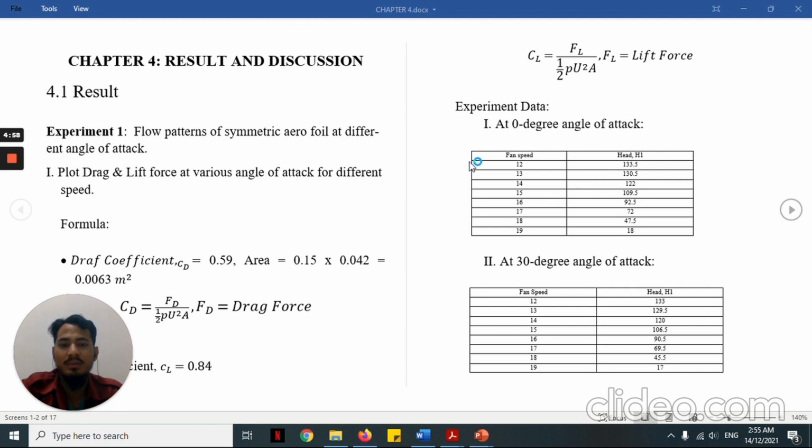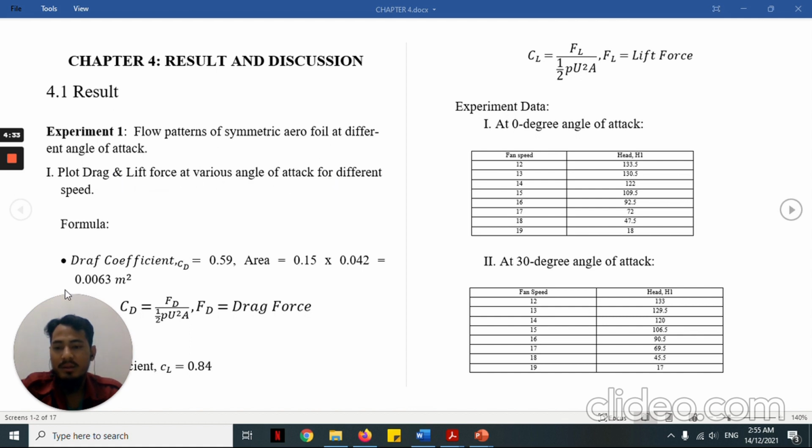Assalamualaikum warahmatullahi wabarakatuh. My name is Daniel Shafiq bin Muhammad Rashid, and I will continue the presentation with result and discussion. So for experiment 1, we are interested to investigate the flow pattern of symmetric aerofoil at different angle of attack.